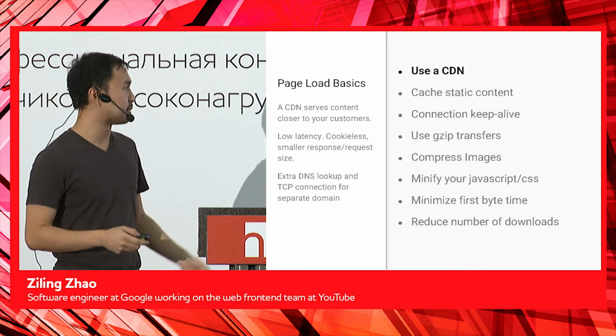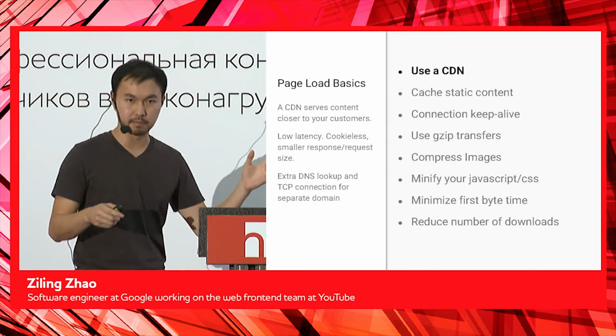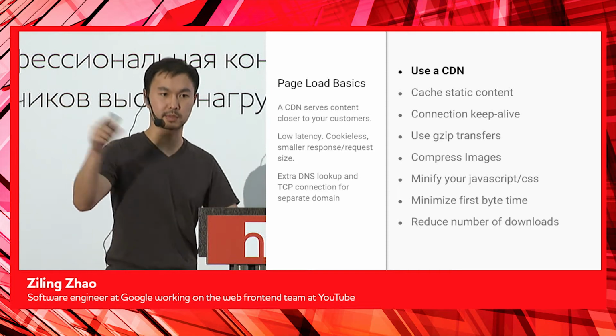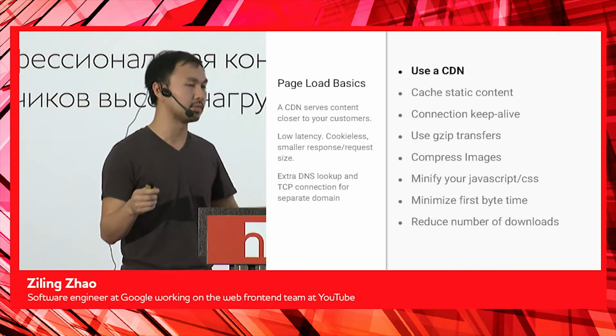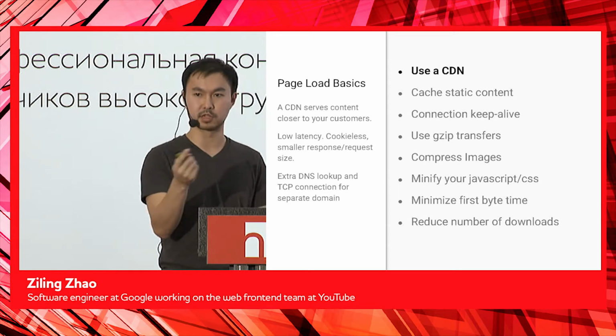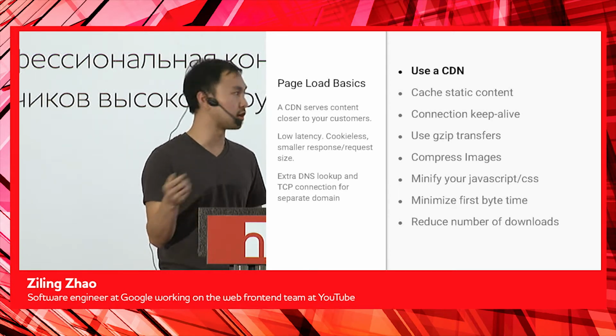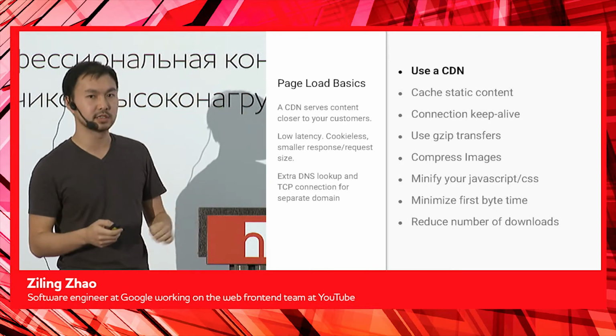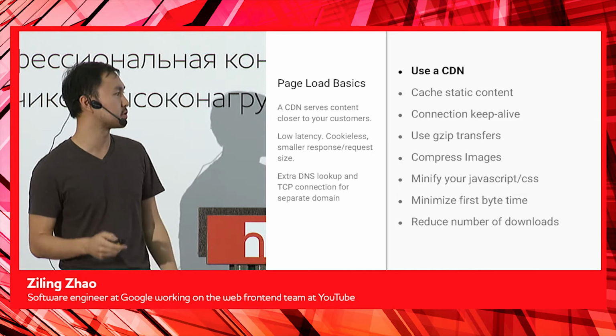Extra DNS lookup is kind of the con of using a CDN, because if you're using a CDN, it's probably on a separate domain. And if you're using it on a separate domain, it means you have another DNS lookup, another TCP connection, possibly another SSL handshake. So there's a trade-off here. That said, with the other domain, you also get cookieless requests. It's a smaller response and request size.